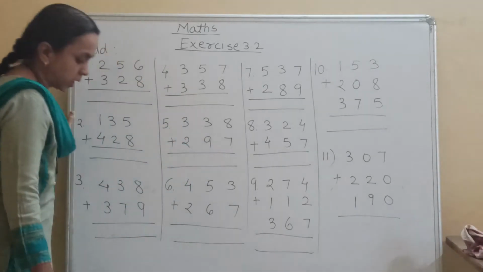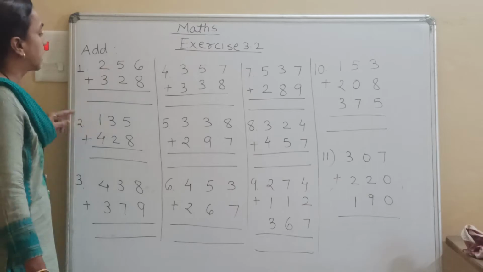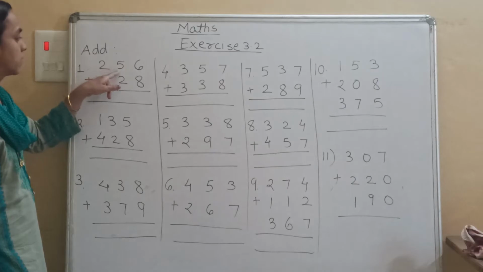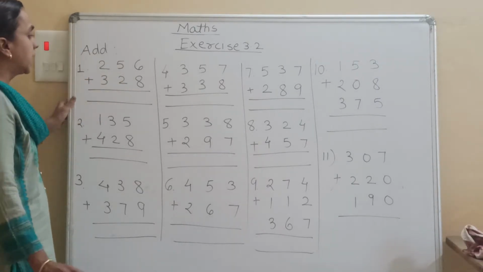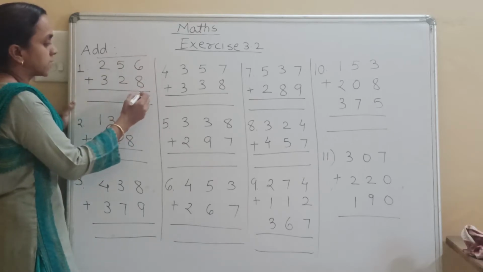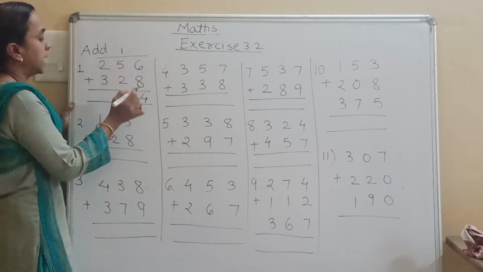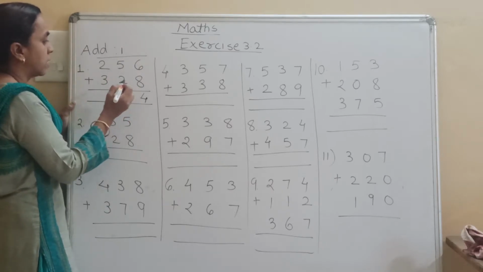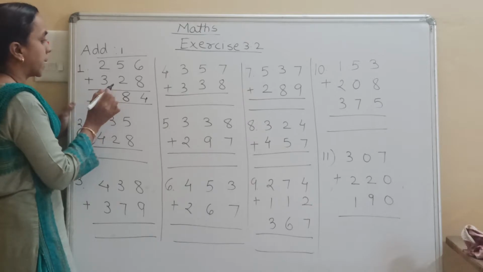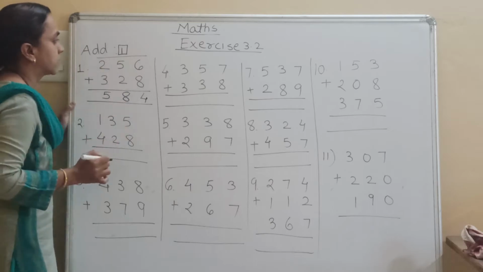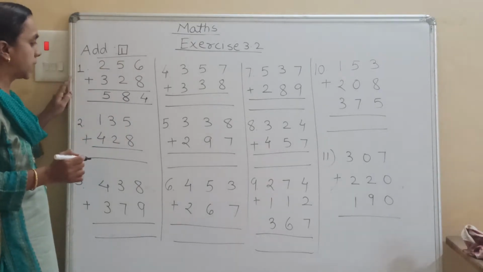On this page number 41, exercise 3.2 is given. Here also we have to do addition. First example is 256 plus 328. Now we have to give a carry here. 8 plus 6, how much? 14. So we write 4 here and give 1 carry. 5 plus 1, 6. 6 plus 2, 8. Then 3 plus 2, 5. The carry you have to write in a very small box.